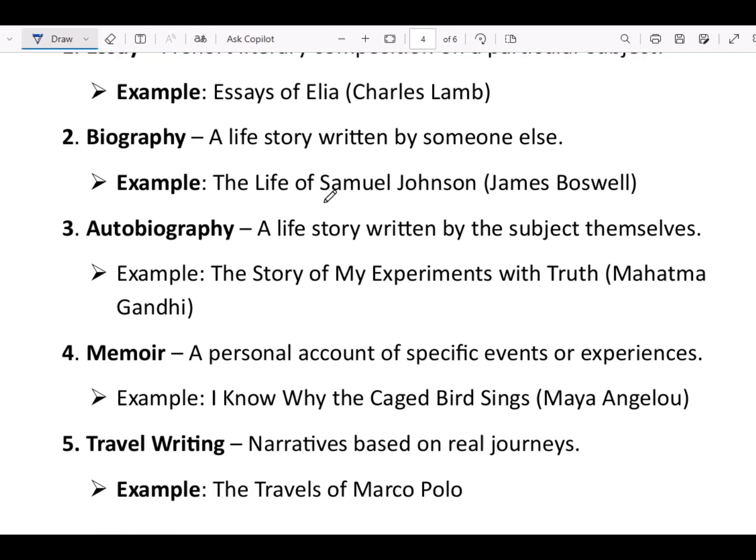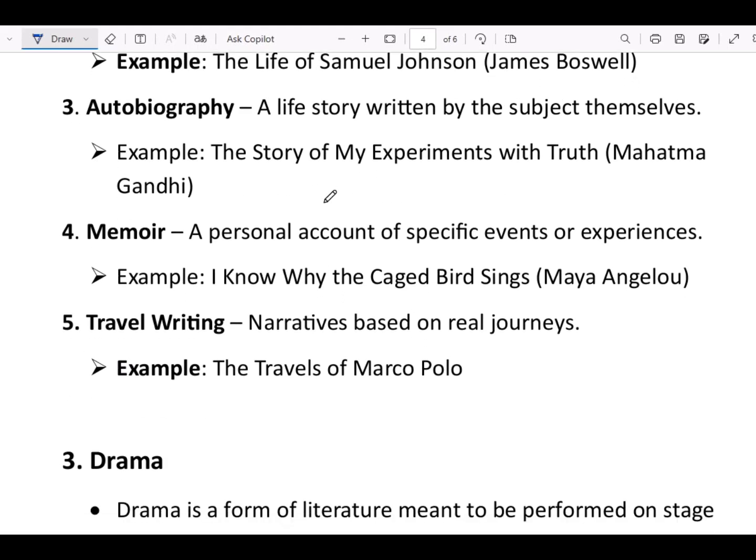Now, there is biography. A biography is a life story that is written by someone else. Suppose it is my life story and someone else is writing that, then that will be considered a biography. For example, the life of Samuel Johnson was written by James Boswell. This means James Boswell wrote the biography of Samuel Johnson, and the book was named The Life of Samuel Johnson. Now, there is autobiography.